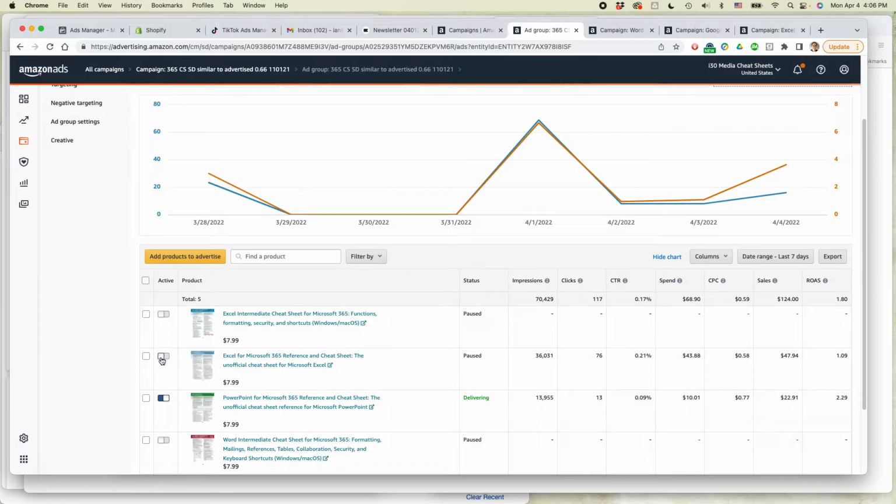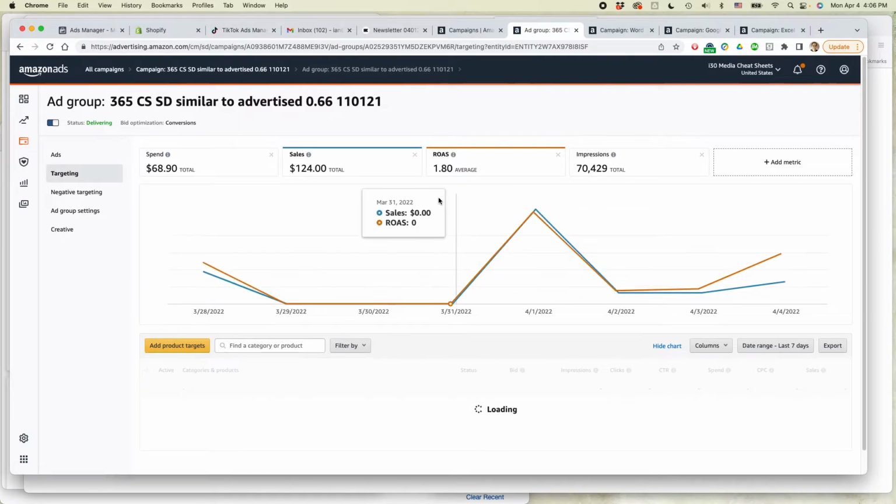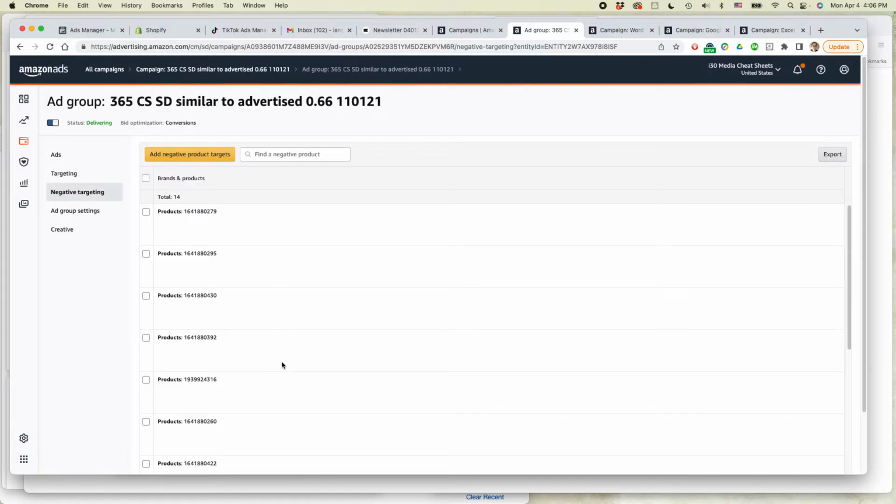And that might be a good place to start, because it's getting sales, but it's spending almost the same amount as the total sales. So I'm actually losing money on that, because of course Amazon takes a cut, and this product costs money to make. I might also take a look at the targeting. It's similar to advertised product. The bid is 66 cents. I can see that the cost per click is almost the same, so that looks like it's about at the right level. I could also take a look at negative targeting, making sure that I'm setting that up right, and I know I have, because I have some negative product targets there.